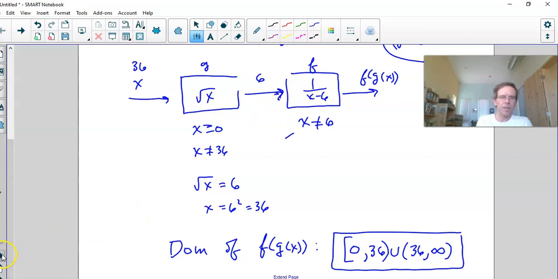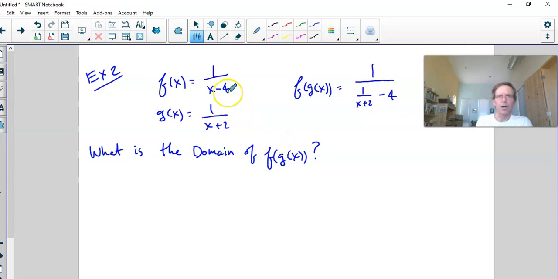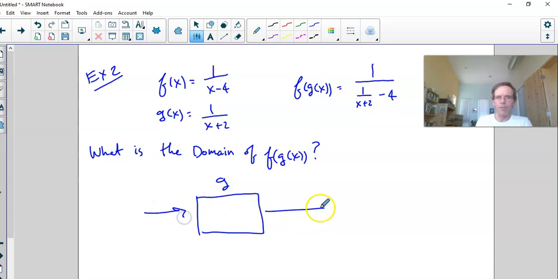Okay, next one. One more here. So now our f of x is 1 over x minus 4. g of x is 1 over x plus 2. If you want to see what the composite function f of g of x would look like, it looks like this. All right, so let's create the boxes here. And we know that it goes into g first, and then it goes into f. And let's see, g was 1 over x plus 2, and f is 1 over x minus 4.